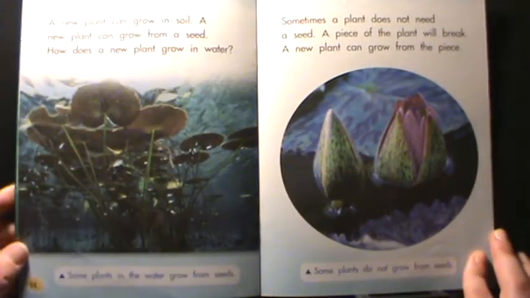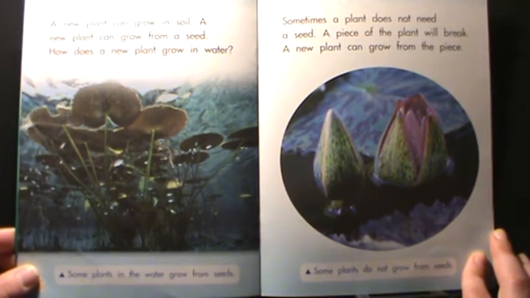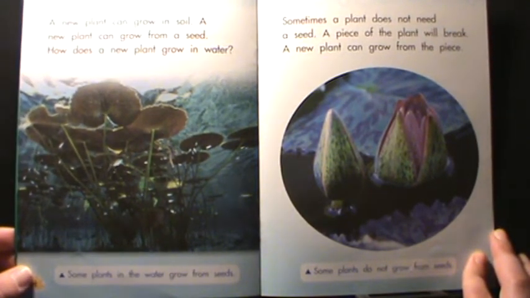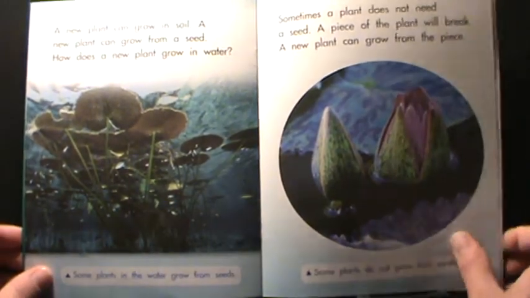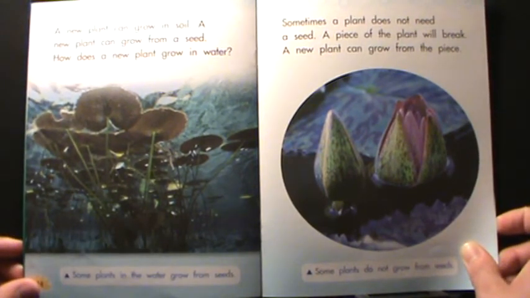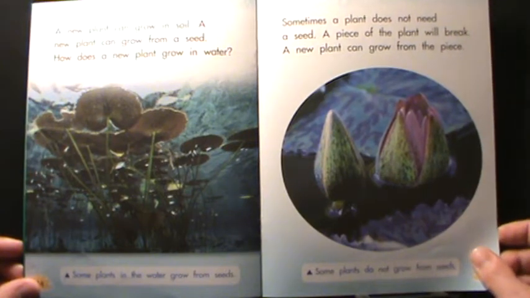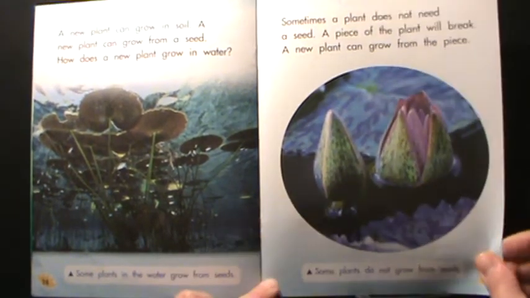A new plant can grow in soil. A new plant can grow from a seed. How does a new plant grow in water? Some plants in the water grow from seeds. Sometimes a plant does not need a seed. A piece of the plant will break and a new plant can grow from the piece. So some plants do not grow from seeds.